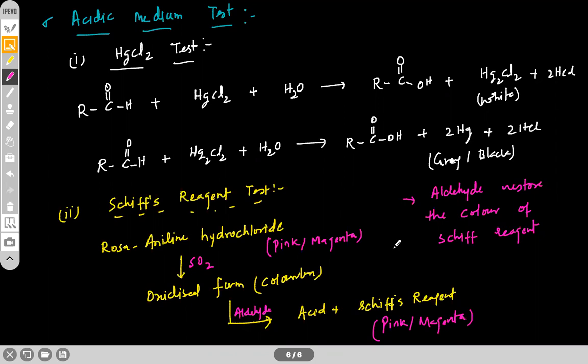Sir, what exactly is rosaniline hydrochloride? Structure I'll draw. I don't have space here, I'll draw it on the next page. But you don't have to memorize the structure. Just know how the color changes take place. Rosaniline hydrochloride is this structure.